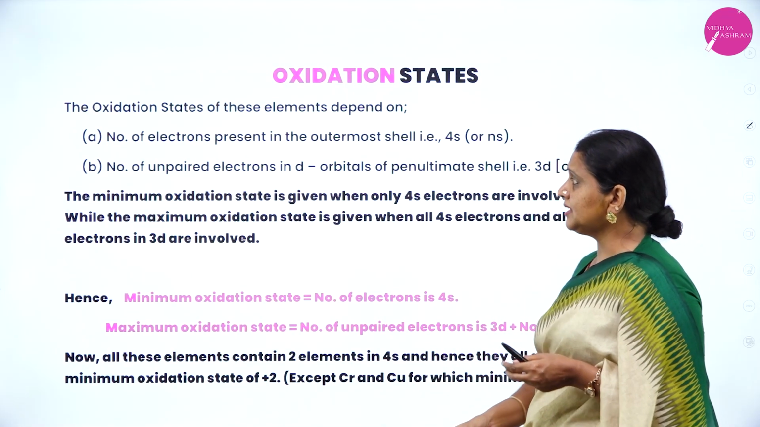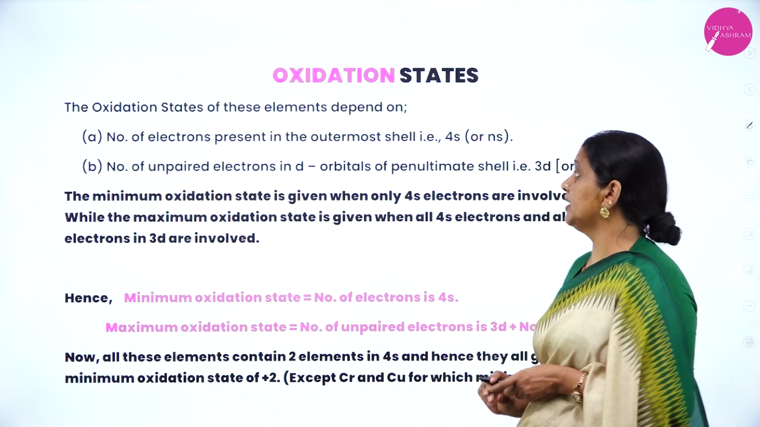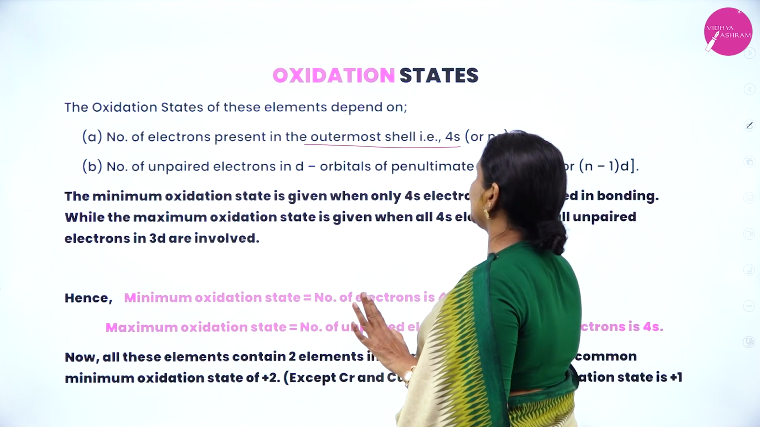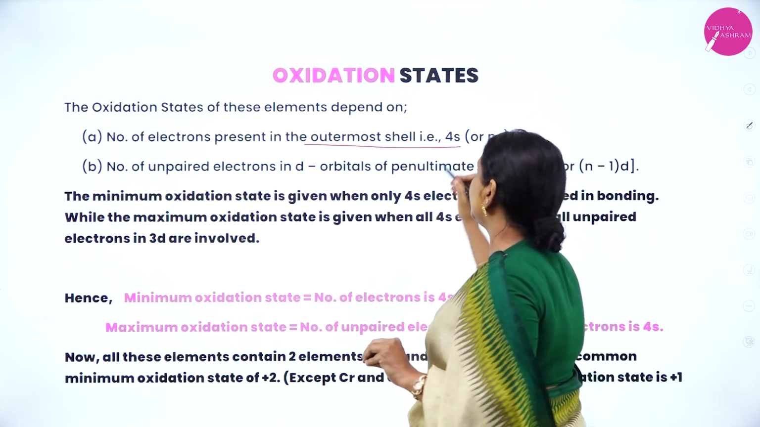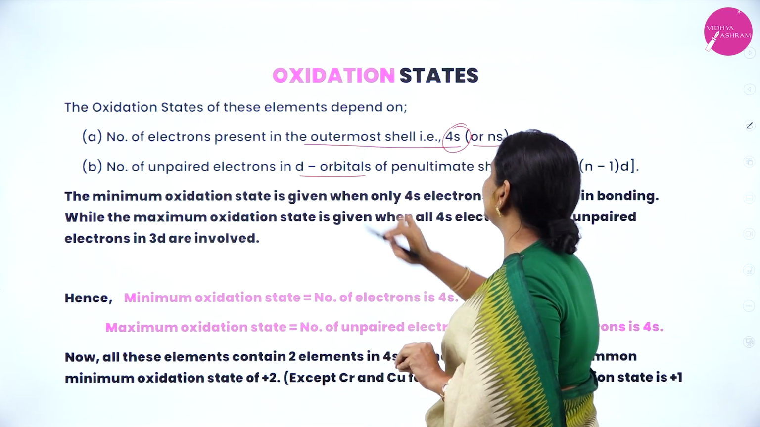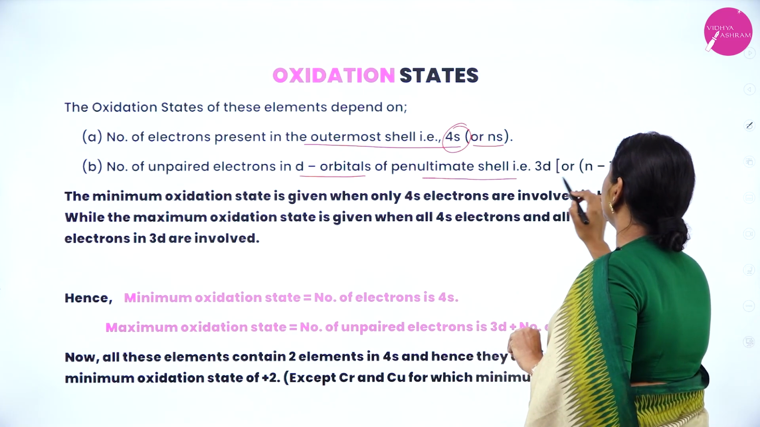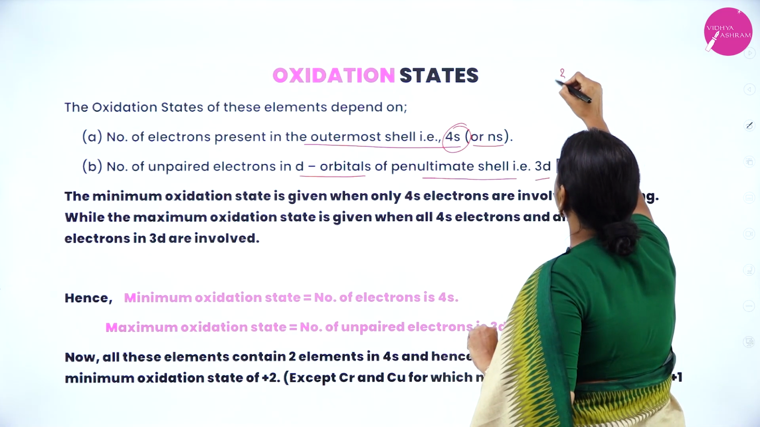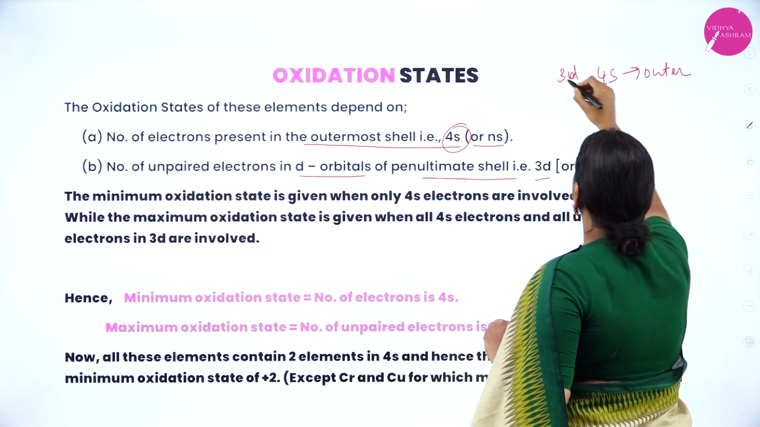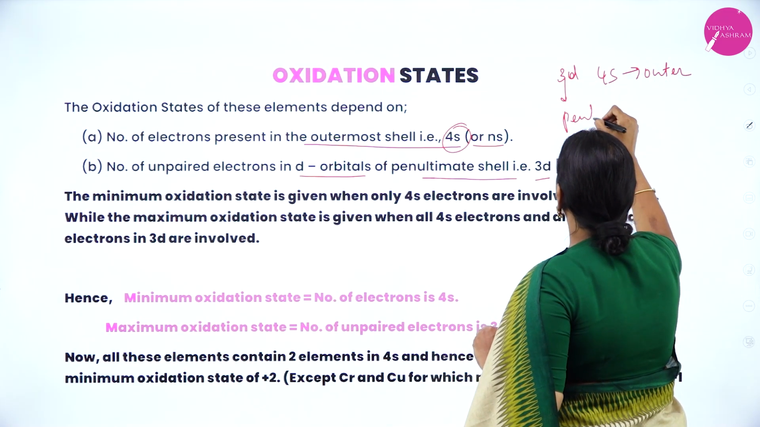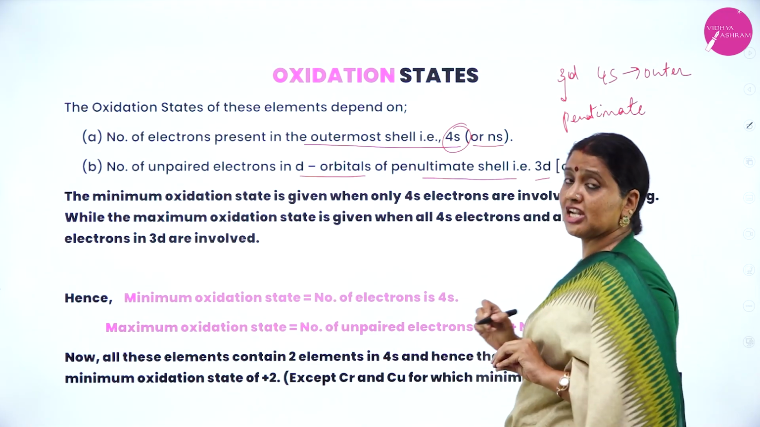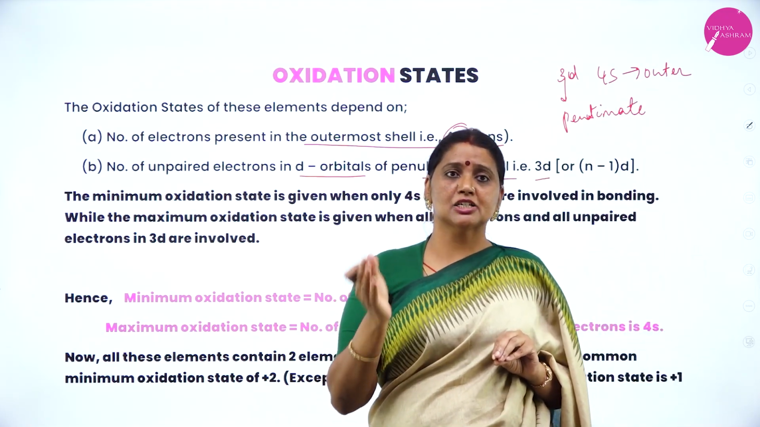Now, the oxidation states of these elements. Consider the number of electrons present in the outermost shell, which is 4s or ns, and the number of unpaired electrons present in the d orbital of the penultimate shell, that is 3d. 4s is called the outermost shell. 3d is called the penultimate shell. Penultimate shell means last but one.